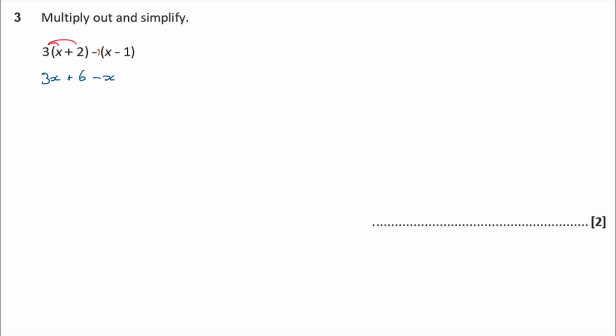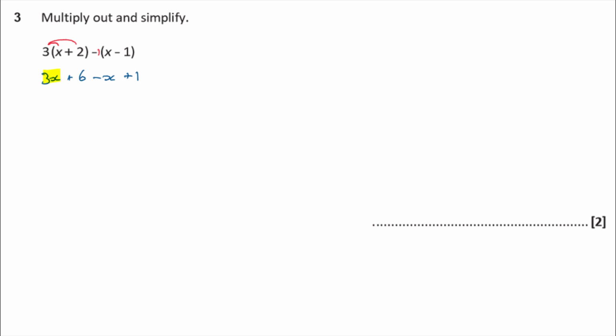And -1 times -1, that's actually +1. So the sign on the last term is going to be flipped around like that, and that's going to catch quite a few people out, I think. Yeah, so it's 3x plus 6 minus x plus 1.